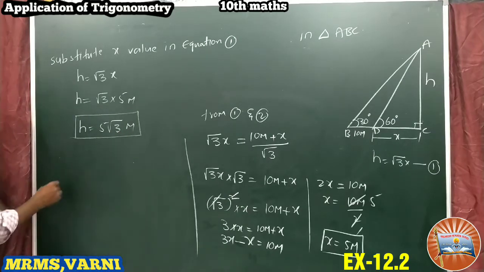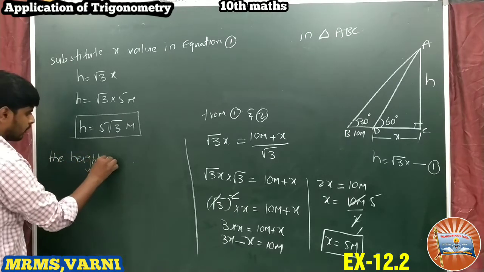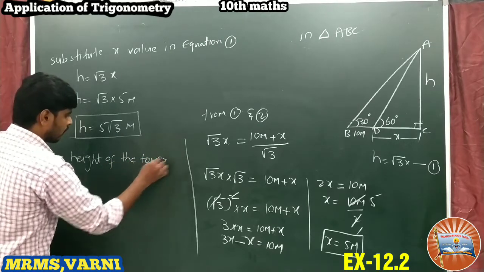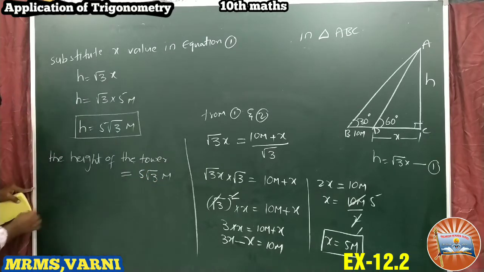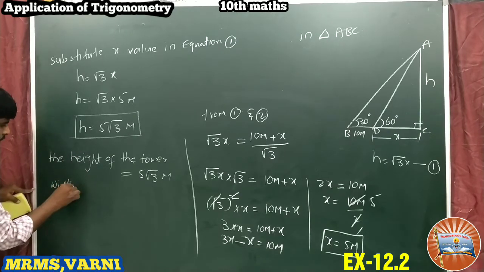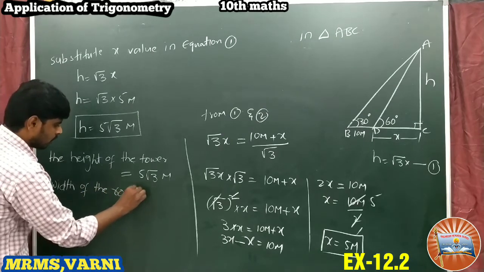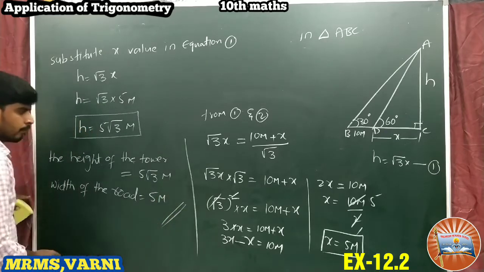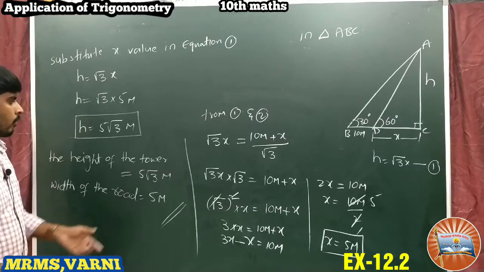Let us write here. The height of the tower is equals to 5 root 3 meters, and what is that? Width of the road is equals to 5 meters. Okay, this is the solution. Okay, I hope you understand the problem right here.